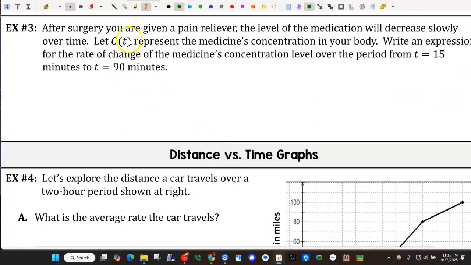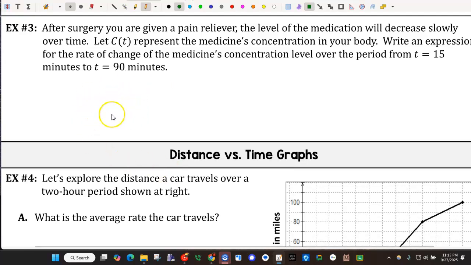So after surgery, give them a pain reliever like ibuprofen or something, and the medication decreases slowly over time. Let C of T represent the medicine's concentration in your body. All right. Write an expression for the rate of change of the medicine's concentration over the period of T equals 15 to T equals 90 minutes. So if you took something to help the pain go down, how much did it change from 15 minutes after taking it to an hour and a half, 90 minutes after taking it? Well, how would you find that concentration?